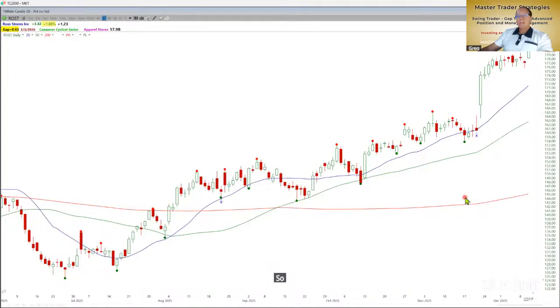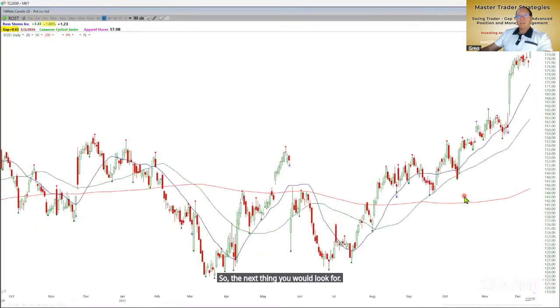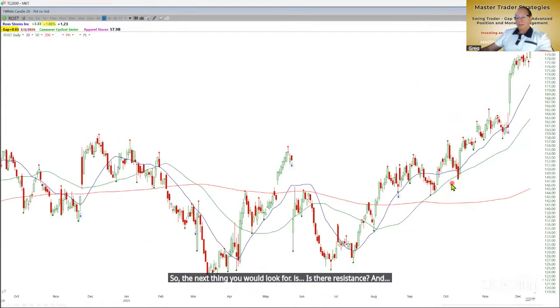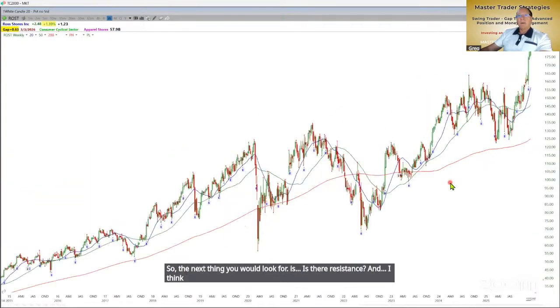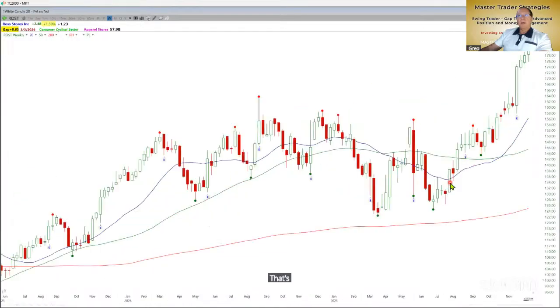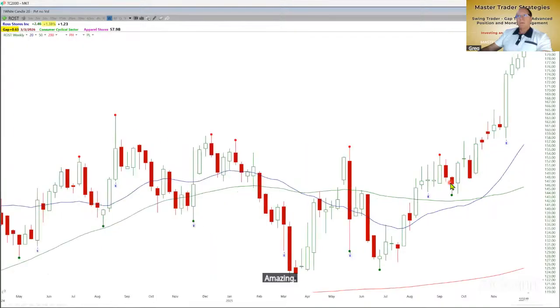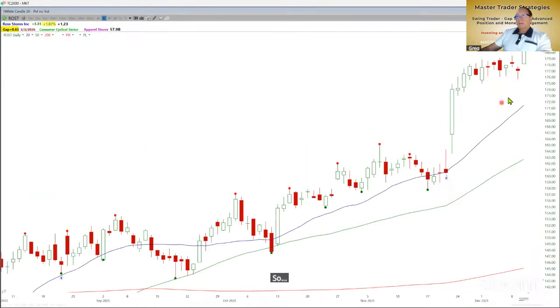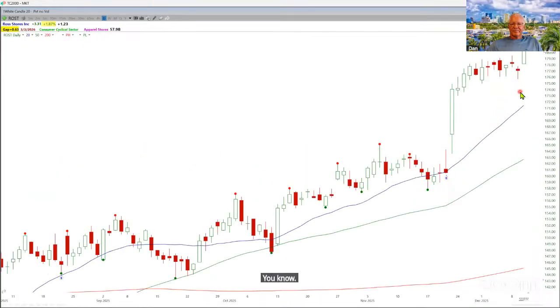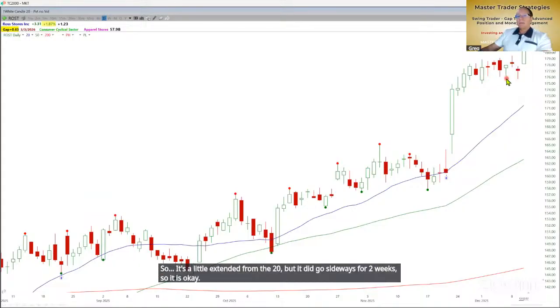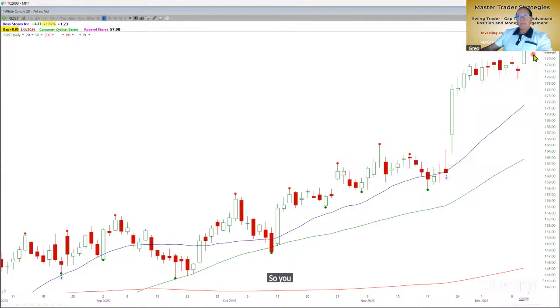So the next thing you would look for is, is there resistance? And I think it's new all-time highs. That's new all-time highs on the weekly time frame. It's a little extended from the 20, but it did go sideways for 2 weeks. So it is okay. You just take the position, a little bit smaller share size.